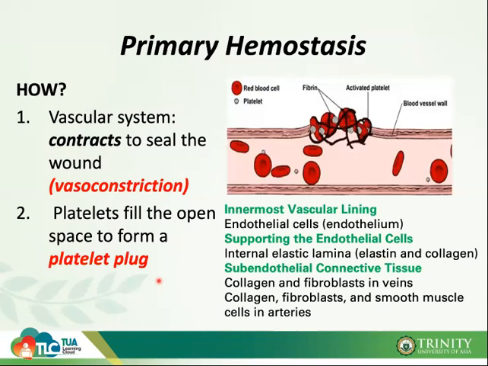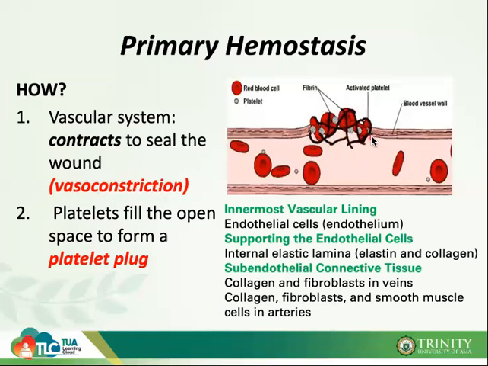But that will not be enough. Why? Because we also need to have your platelet plug. Your platelet plug is made up of platelets that fill the open space of your wound. Remember that the innermost vascular lining of your blood vessel, your vascular intima, is lined by endothelial cells. Aside from the endothelial cells, you also have supporting structures like your internal elastic lamina, your elastin, and your collagen. Once your platelets are exposed to elastin and collagen, they will be activated, and once activated, they will adhere to the site of injury. As you can see here, your platelets have now started to adhere to the wound.